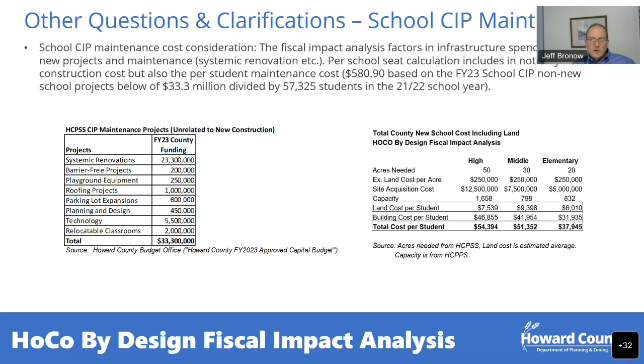So that's occurred in the fiscal model. In addition to that, as part of the capital budget, there are these costs here. They're systemic renovations, so typical renovations of a school building over time. It's not the complete replacement of a school building, but it's the ongoing renovations, and it's about $33.3 million in the FY23 approved capital budget. So we took that amount, divided it by the number of school students in the 21-22 school year, and came up with this cost of $580.90. So we actually incur that cost for each new student in the county moving forward for these typical maintenance costs.